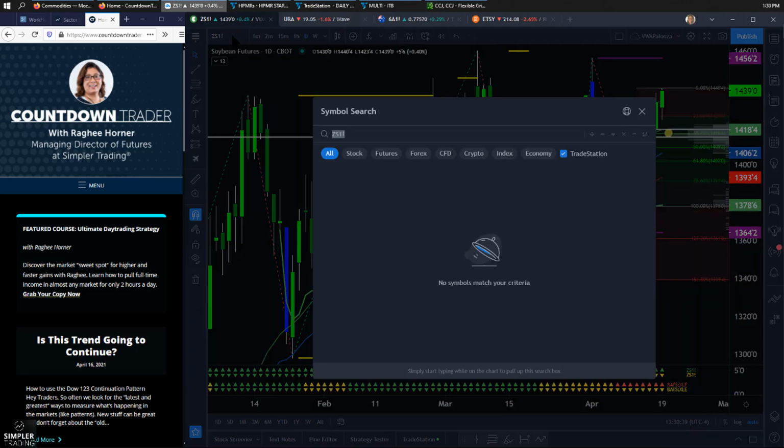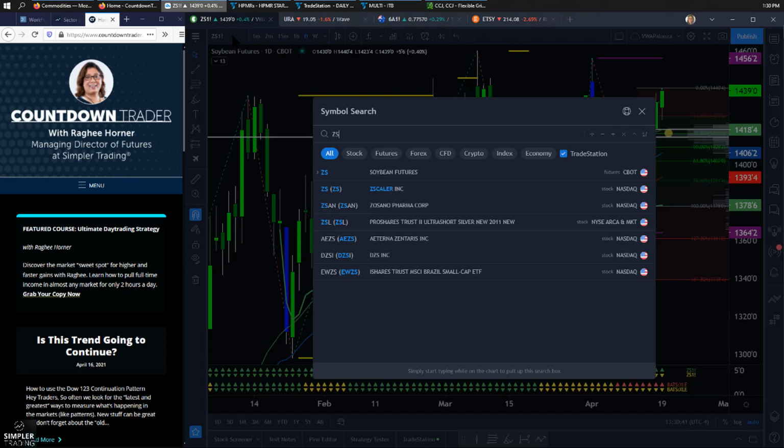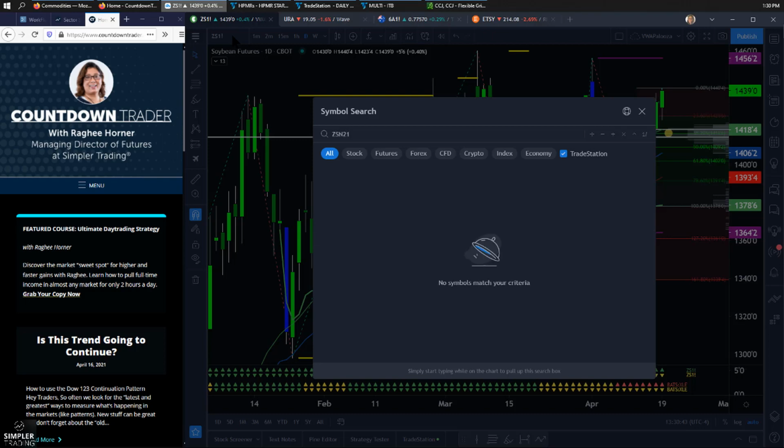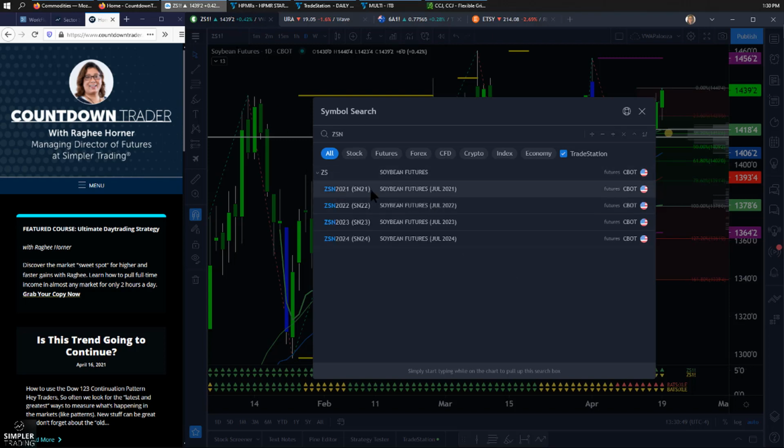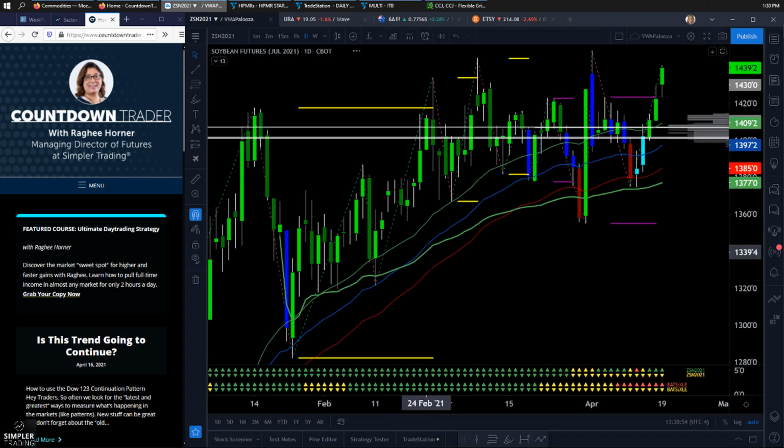So let's see what that looks like. Here I'll pull up the ZS N, so we'll look at the ZS N contract. Soybean futures, and there's your July contract for 2021. And there's your point of control. See those two long white lines? Those are volume ledges. Those are levels that we have the most volume sitting at.